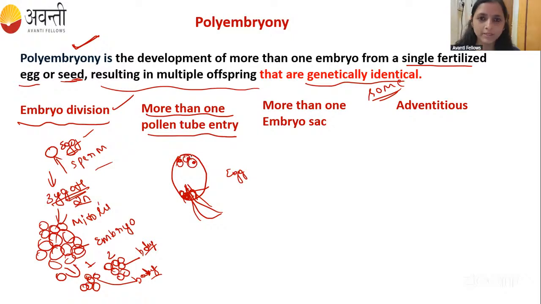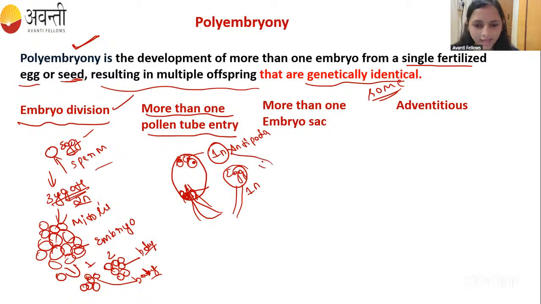What about the antipodal cells? Antipodal cells are haploid, right? And coming to the egg, the egg is also haploid, right? What happened now? The one pollen tube has fertilized the egg.